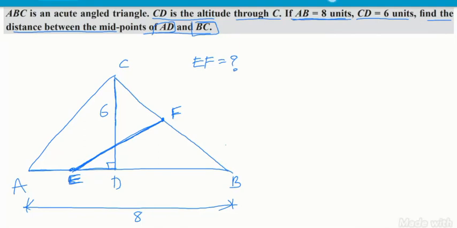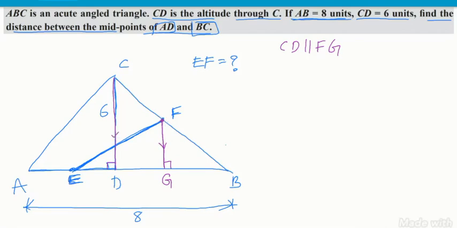To find it, I am going to drop a perpendicular from F to AB. Give the name G. So FG is perpendicular to AB, as well as CD is also perpendicular to AB. So these two lines are perpendicular, so we can tell these two are parallel. So CD is parallel to FG. And this parallel line is passing through the midpoint of one side.